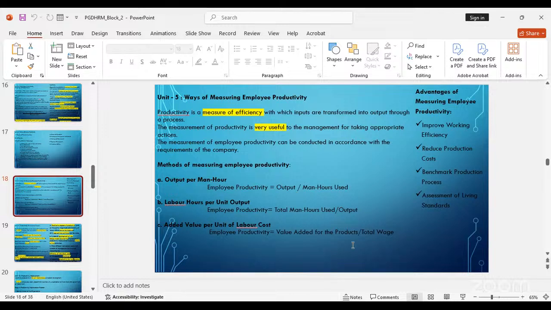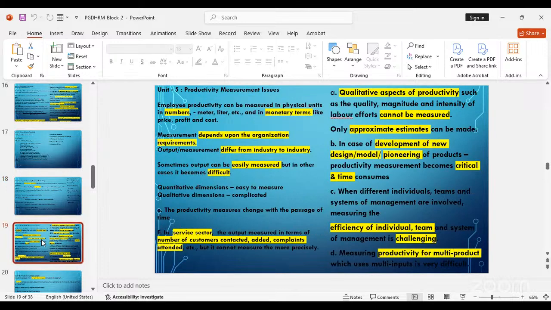What are the advantages of measuring employee productivity? Many advantages are there. Let's look into a few. Improve work efficiency, reduce production cost, benchmark production process, assessment of living standards. All these are some advantages of measuring productivity.